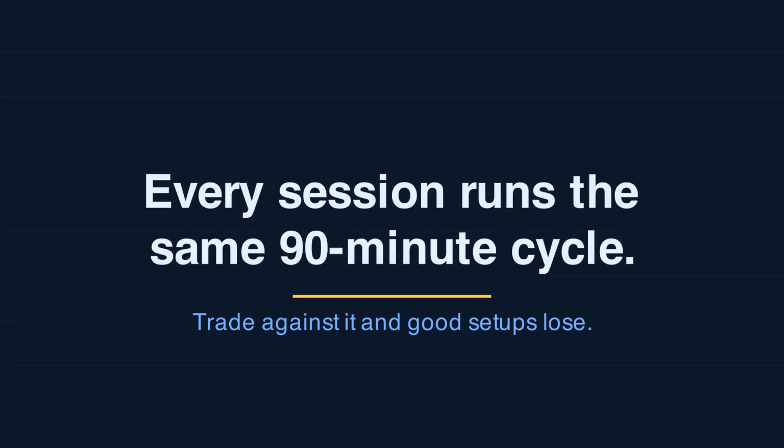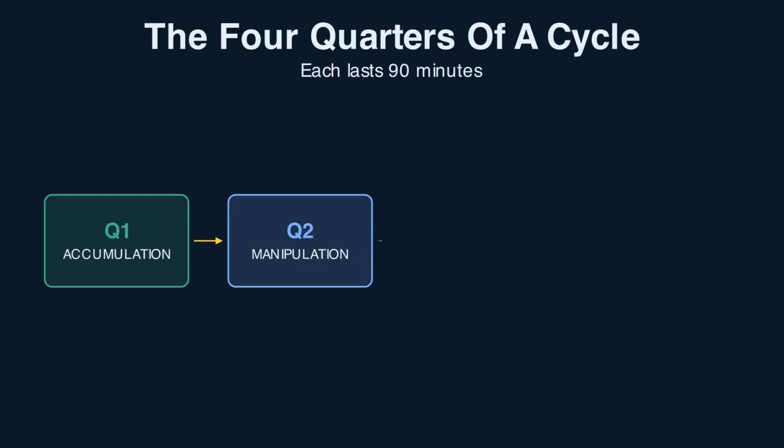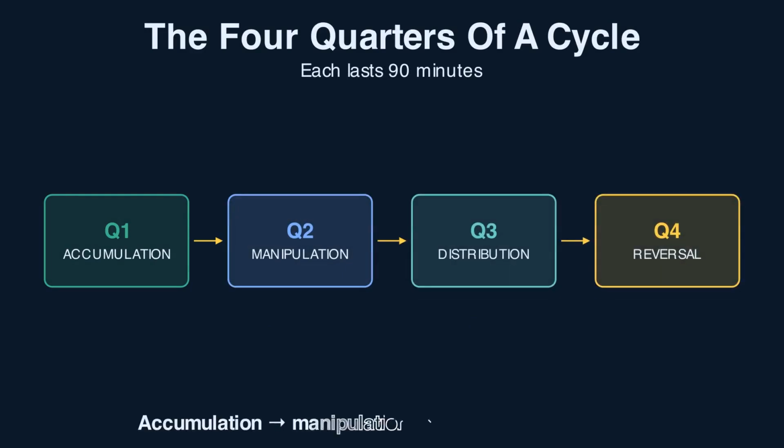Today, the 4 quarters, the true open that resets each cycle, and how to time entries with the rhythm instead of against it. Here is the framework. Every 90-minute cycle delivers 4 quarters, each lasting roughly 22 minutes.